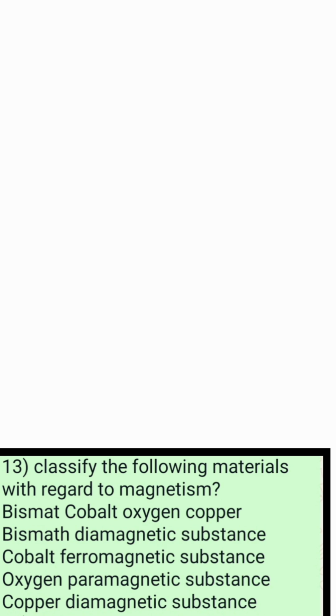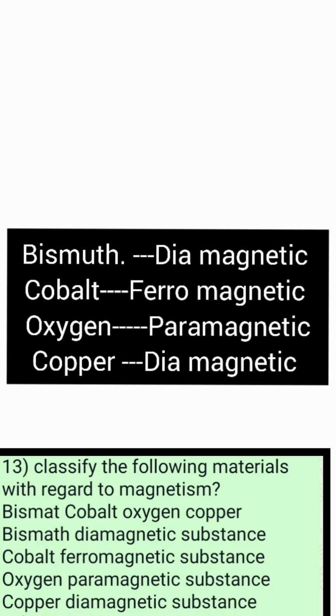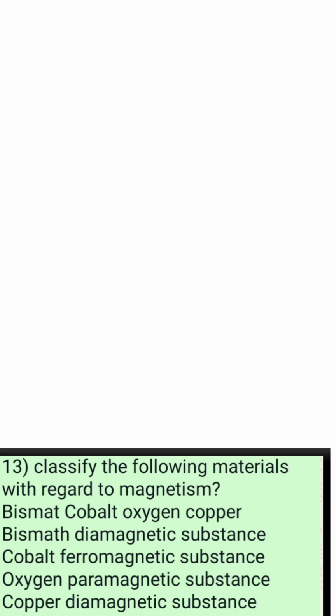13. Classify the following materials with regard to magnetism: bismuth, cobalt, oxygen, copper. Bismuth, diamagnetic substance. Cobalt, ferromagnetic substance. Oxygen, paramagnetic substance. Copper, diamagnetic substance.